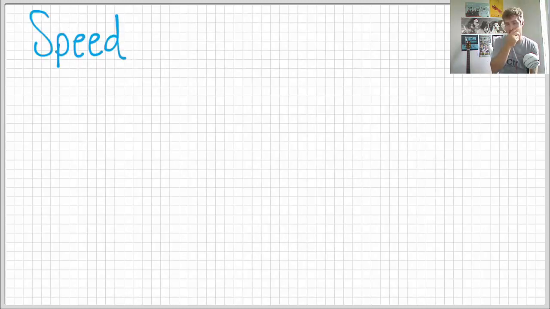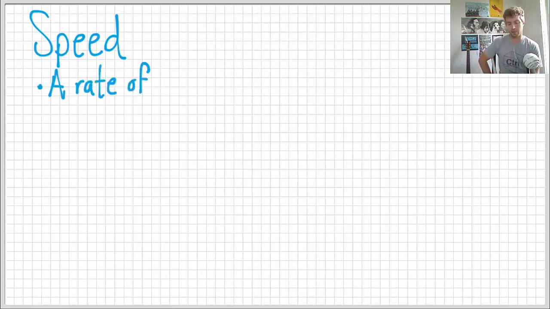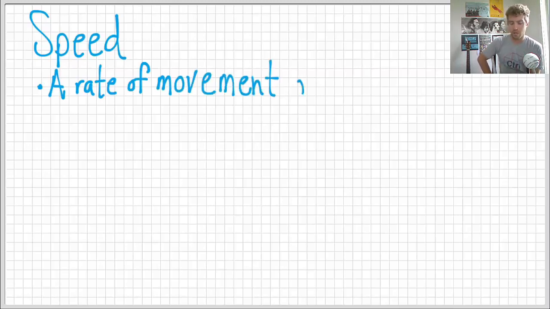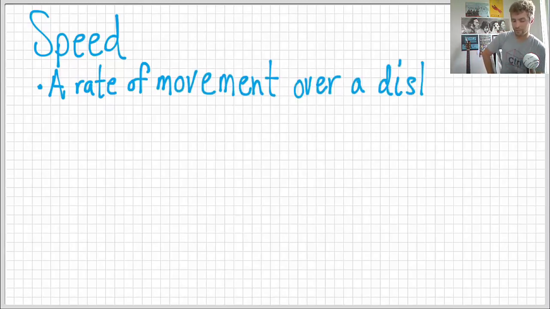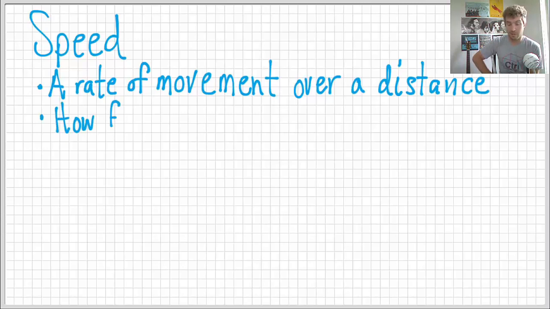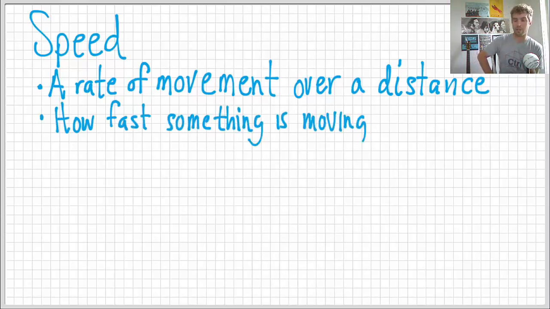Now the good thing about speed is most people have a pretty good idea of what speed is in general. Of course we have to overcomplicate it and give a super technical definition. So the definition that we will make is a rate of movement over a distance. But basically that just means how fast something is moving, which we all probably have a pretty good idea about.